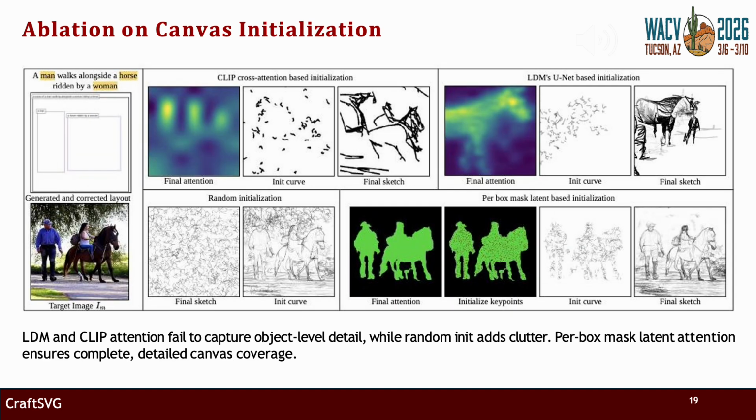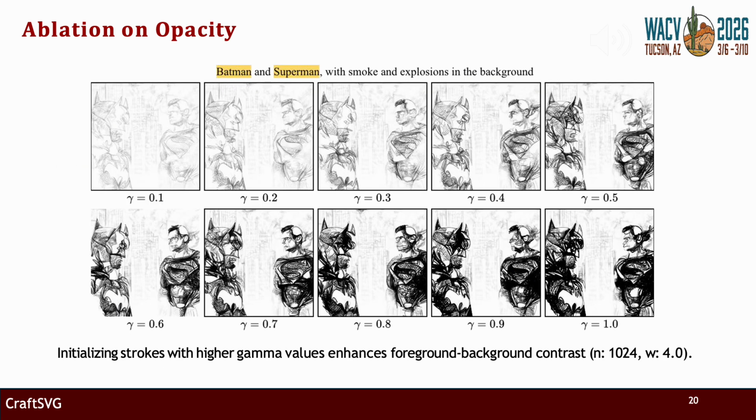In our ablation on canvas initialization, we observed that LDM and CLIP attention models failed to capture object-level detail, while random initialization just adds clutter. Our per-mask latent attention is what ensures complete, detailed canvas coverage. Our ablations on opacity demonstrate that initializing strokes with higher gamma values drastically enhances the contrast between foreground and background. You can see the visual depth improving steadily from a gamma of 0.1 to 1.0.